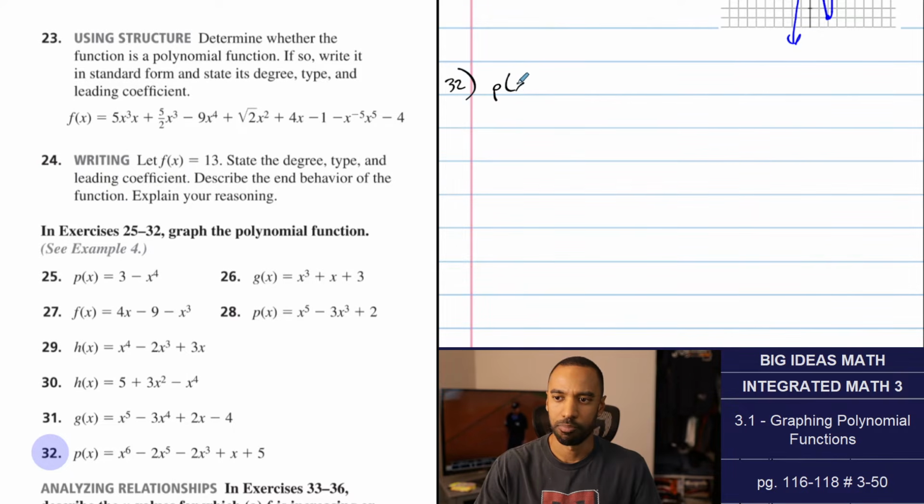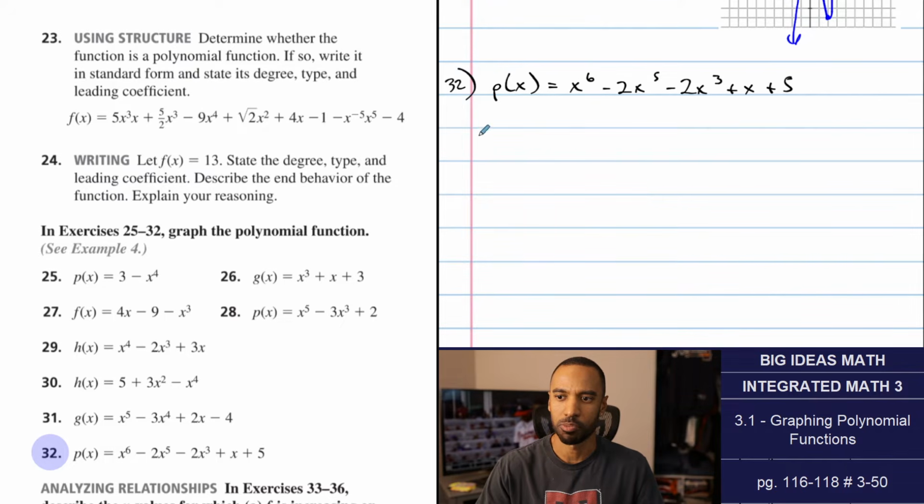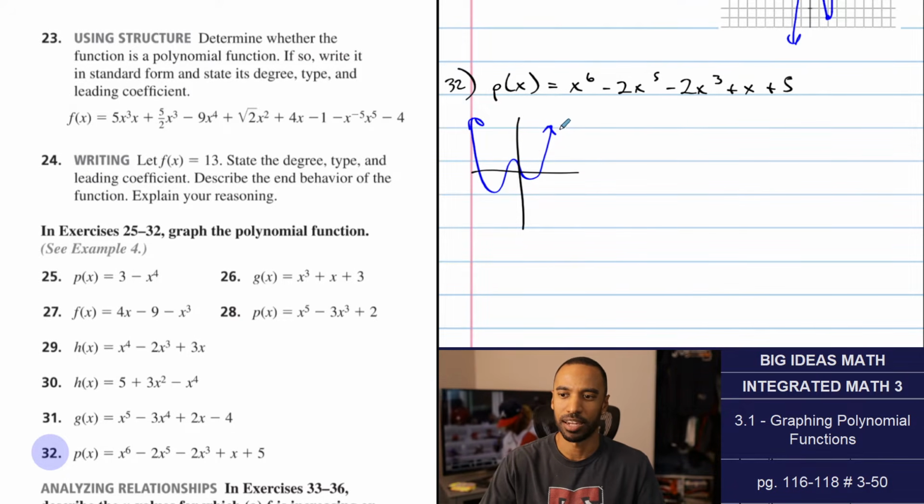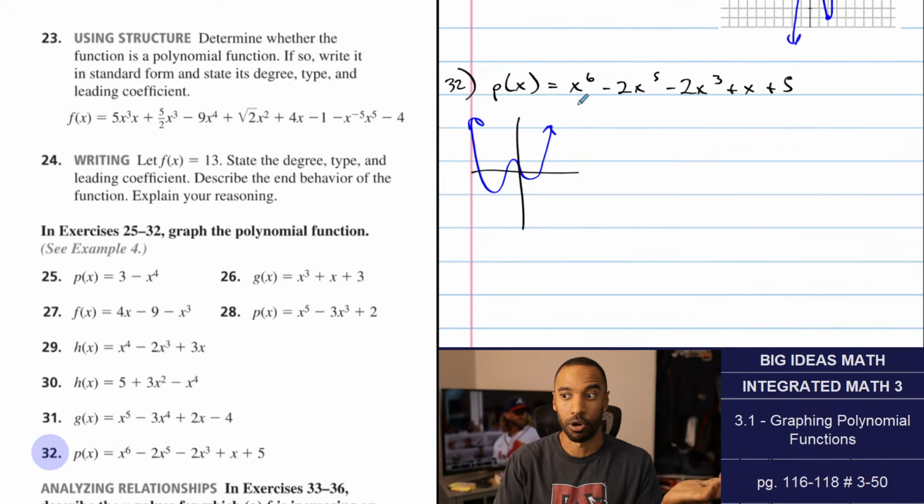Number 32, we have p of x equals x to the 6th minus 2x to the 5th minus 2x cubed plus x plus 5. A lot more going on there. The 6 is an even degree. It's positive. It's going to do this and kind of come back around. Now, x to the 6 means it could actually turn more than this many times. Believe it or not, it could actually do a couple more turns. I don't know if it will.